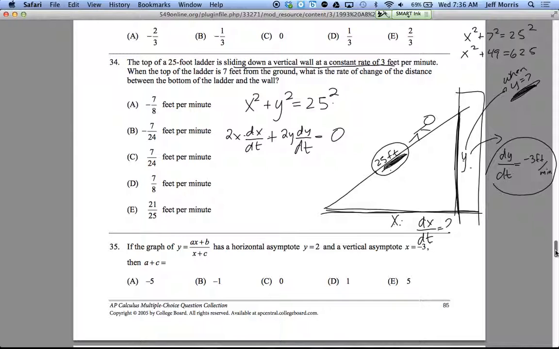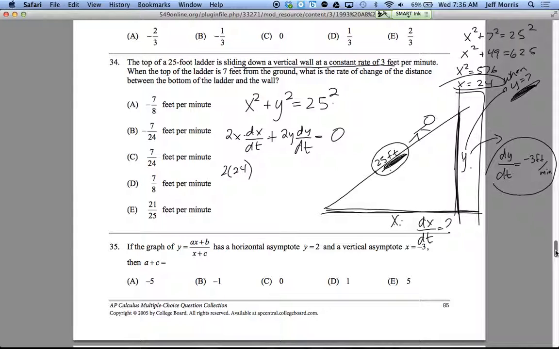Don't worry, you'd have a calculator for this one, I guarantee you. Somebody have 625 minus 49? Who's got a calculator handy? Is it 586? No, 576. Is it 576? There should be a square root of that. What's the square root of 576? 24? Good, perfect. So there you go, x is 24. So now we know x is 24.